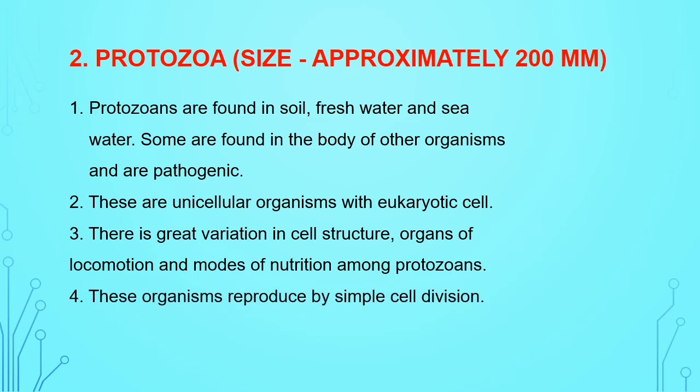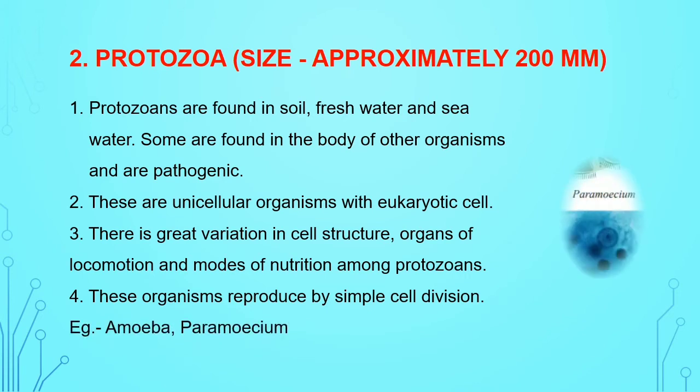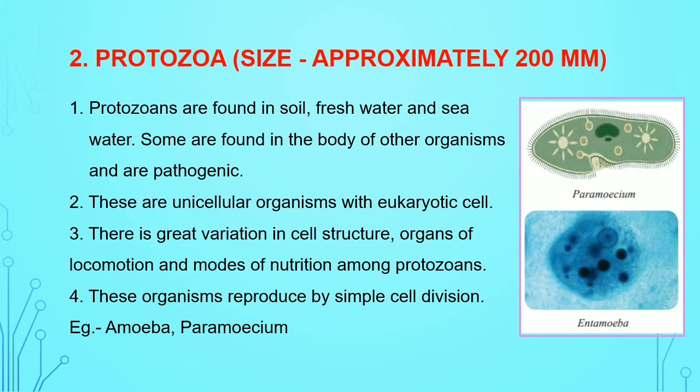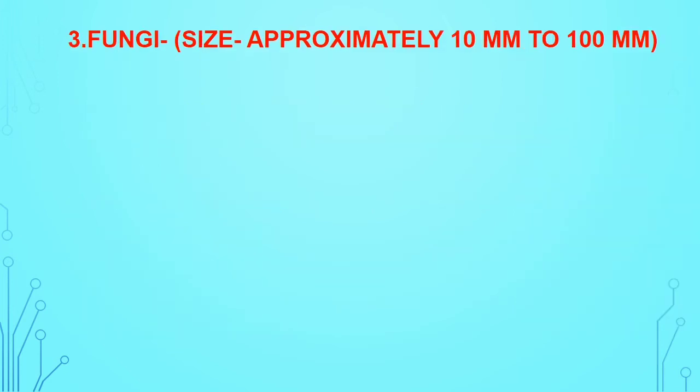These organisms reproduce by simple cell division. For example, amoeba and paramecium. These are some examples, paramecium and entamoeba.